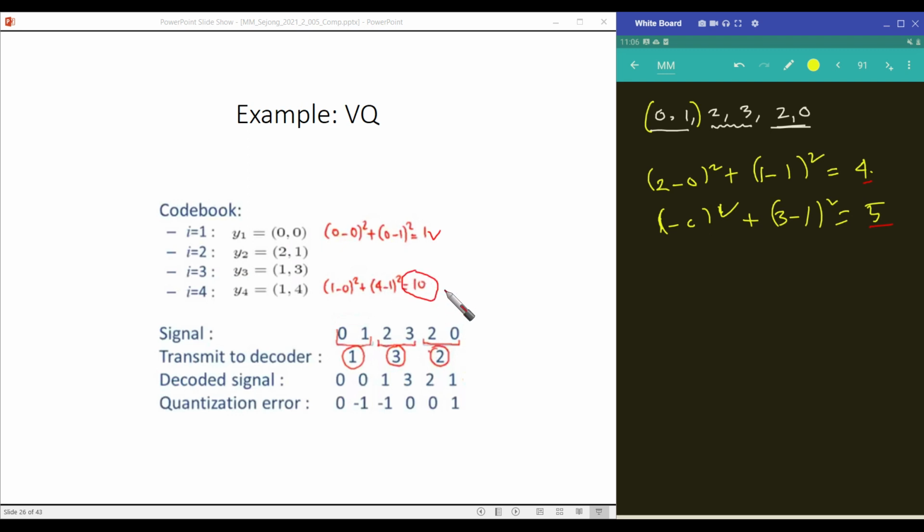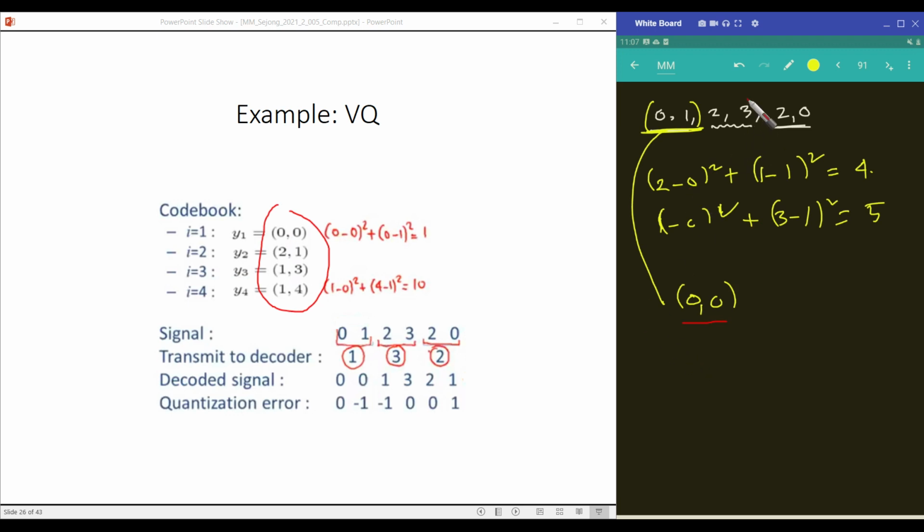Ultimately, this code word provides the smallest distance. So we can say that this 0 1 is closest to the 0 0 vector. We had 0 1 from the signal source, but because of our vector quantization, we must choose one vector from there. So we choose the closest one, which is this one.